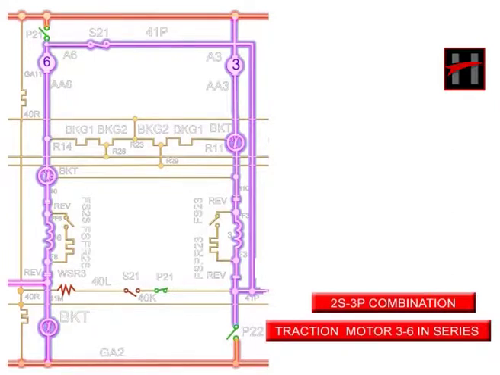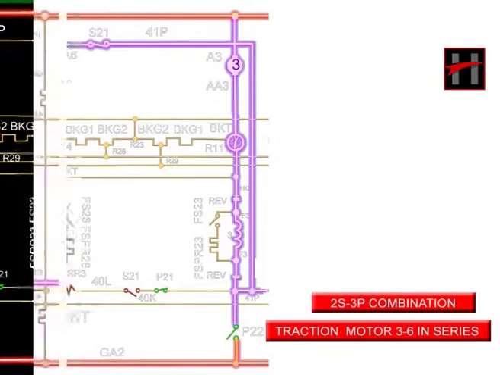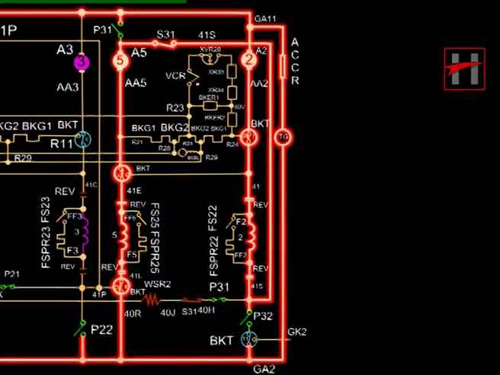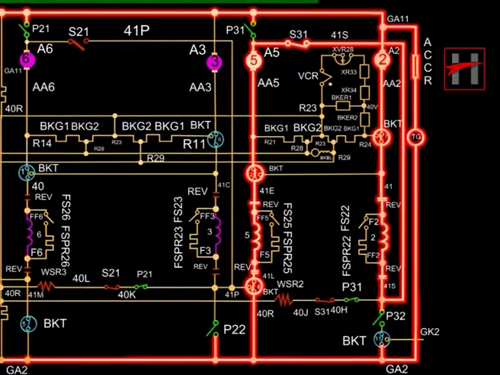And the current flow in the traction motors 3-6 combination is as follows. The current from GA11 energizes the traction motor 3, BKT contact 6 in motoring mode, cable number 41C, the reverser contacts, field of traction motor 3 and flows through the reverser contact.